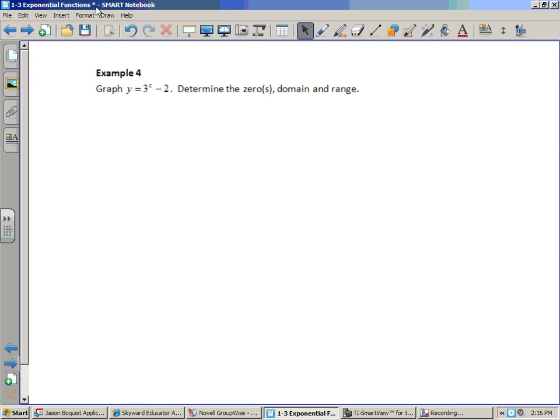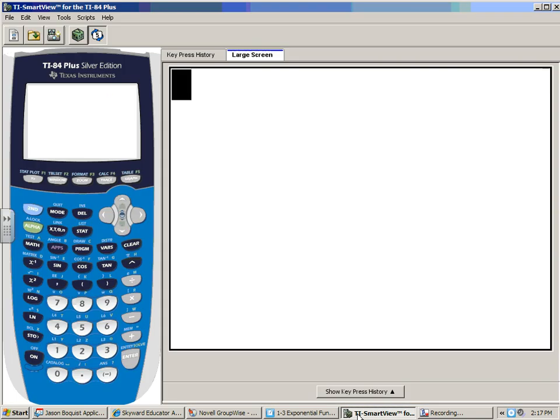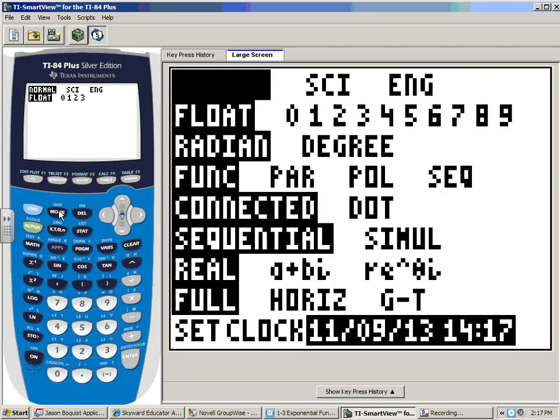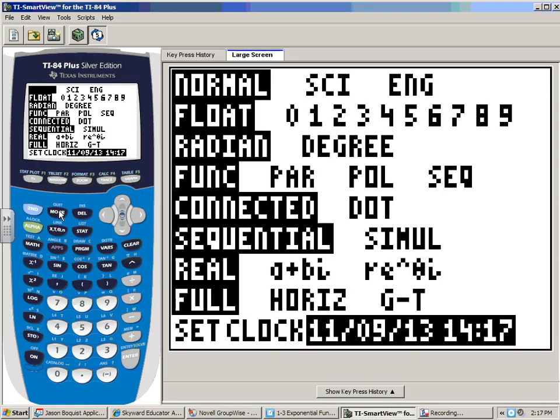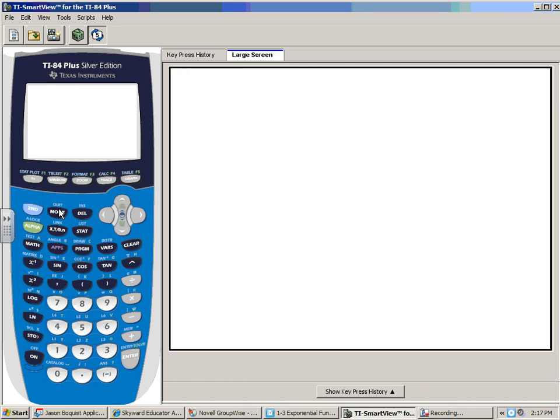Okay, and obviously we want the zeros, domain and range when we're done. So, again, probably a good idea to start off here, because who knows who was messing around with that stuff before you used this calculator. It could have been me. And quit out of there.